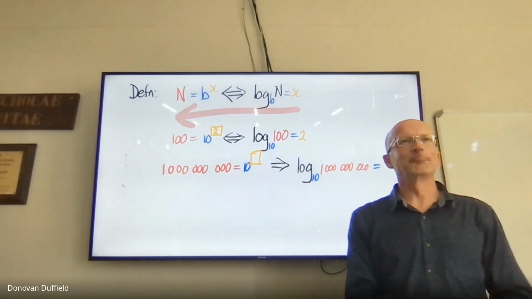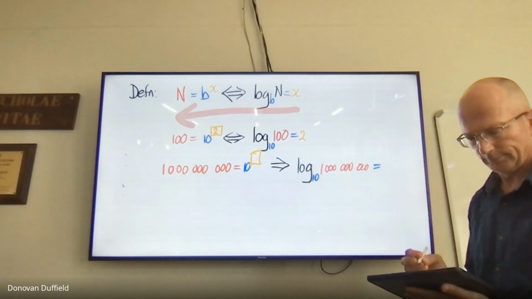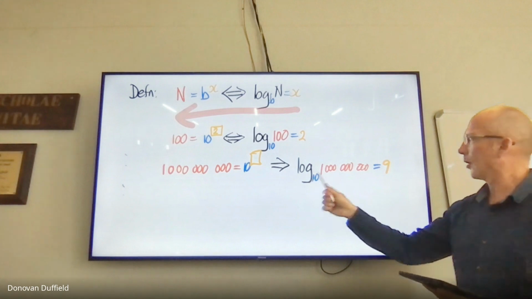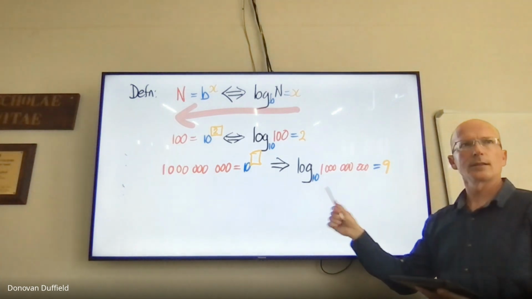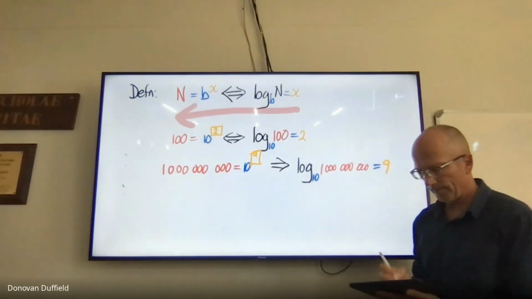Anyone want to give it a go? No? You see, the logarithm of 1 billion to the base 10 is 9, because 1 billion is 10 to the 9.